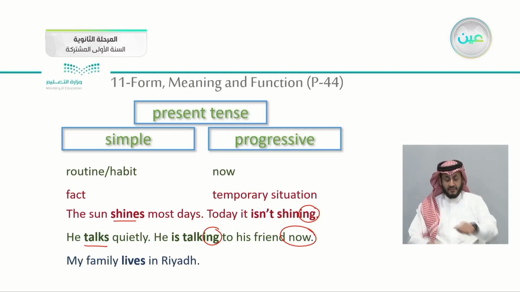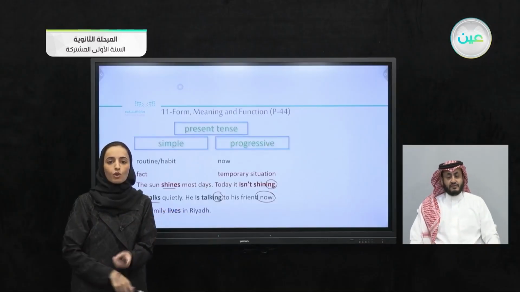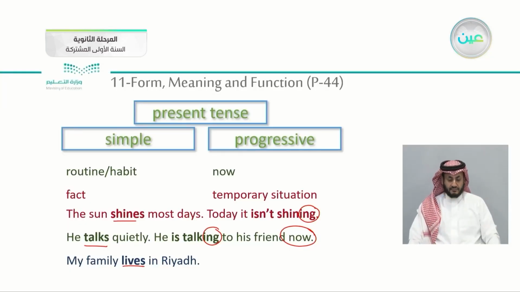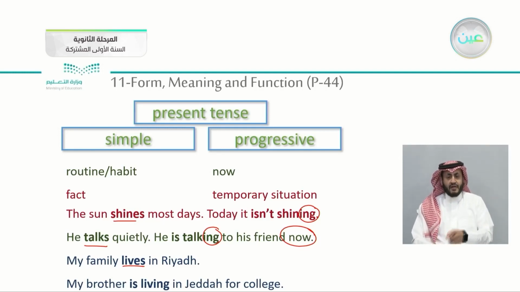One more, my family lives in Riyadh. When I say my family lives in Riyadh, there is no chance, no indication or planning for changing. Forever, my family lives. However, my brother is living in Jeddah for college. I said is living because just for college, these 4 years, then he's going to come back to Riyadh. Temporary situation, just these days, not forever.